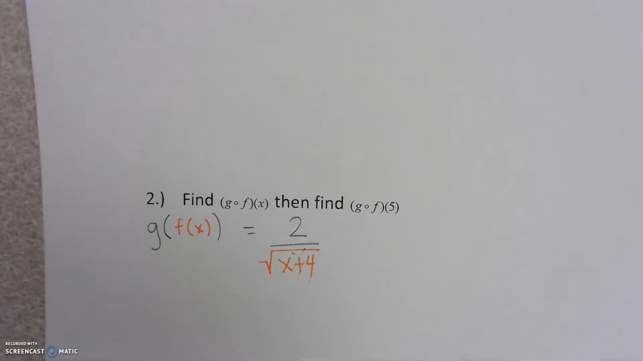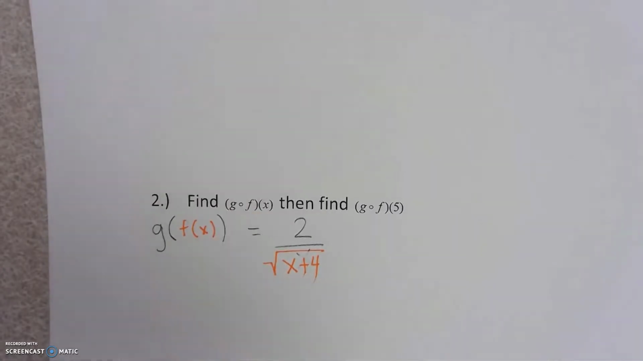Otherwise, that's it. If they're not giving you a number to plug in, you can't give a number out. So you would just plug the function into the other. It works the exact same as if it were a number, just instead of plugging in a number, you're plugging in another function.